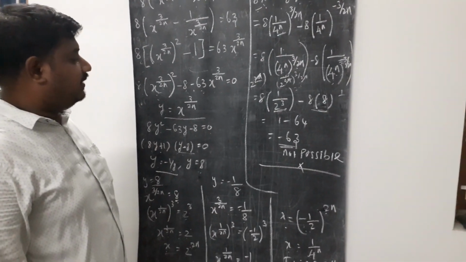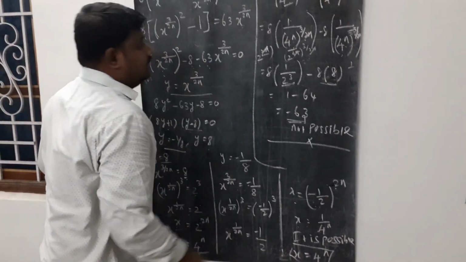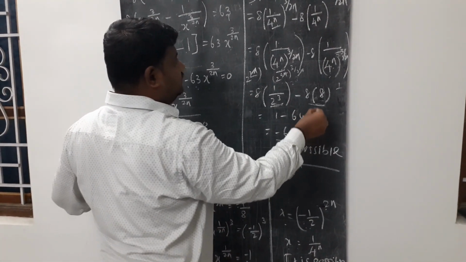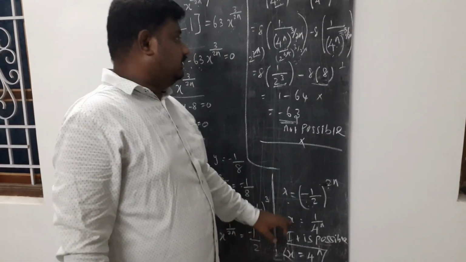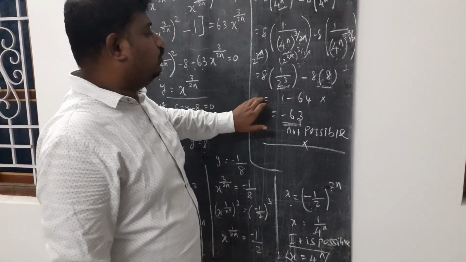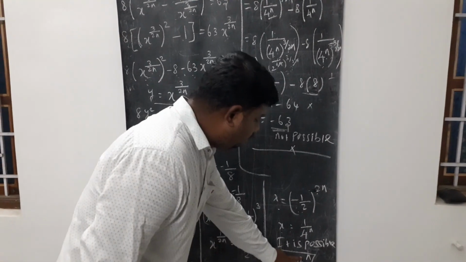Here now it is not possible. Therefore the only x value is 4 power n. This is not important, it is just so you know how it is not possible. That's why I am solving this one. There is no need for it in the examination. So therefore it is not possible. X is equal to 4 power n.